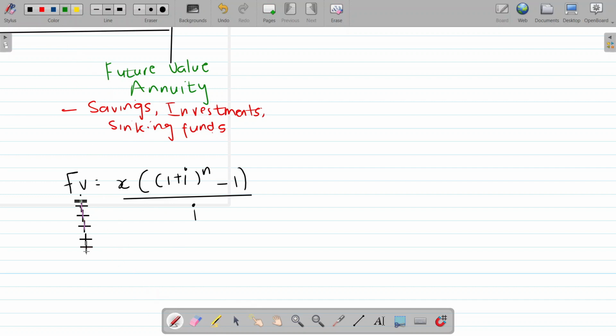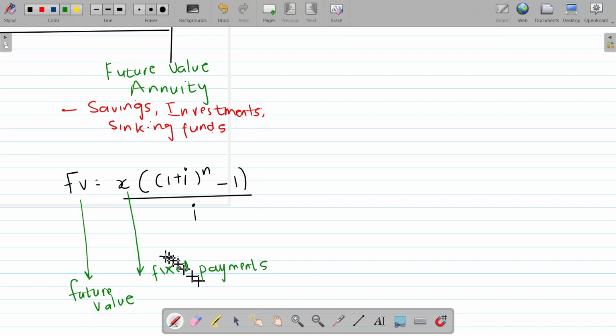Now your FV is your future value, which is what your investment is after you save for that particular months or particular years. And then your X is your fixed payment. What are you paying in that fixed period? These are your fixed payments. It could be that you're paying 1,000 every month. So that 1,000 rands is your fixed payment. And then you have I over here. This is your interest rate.